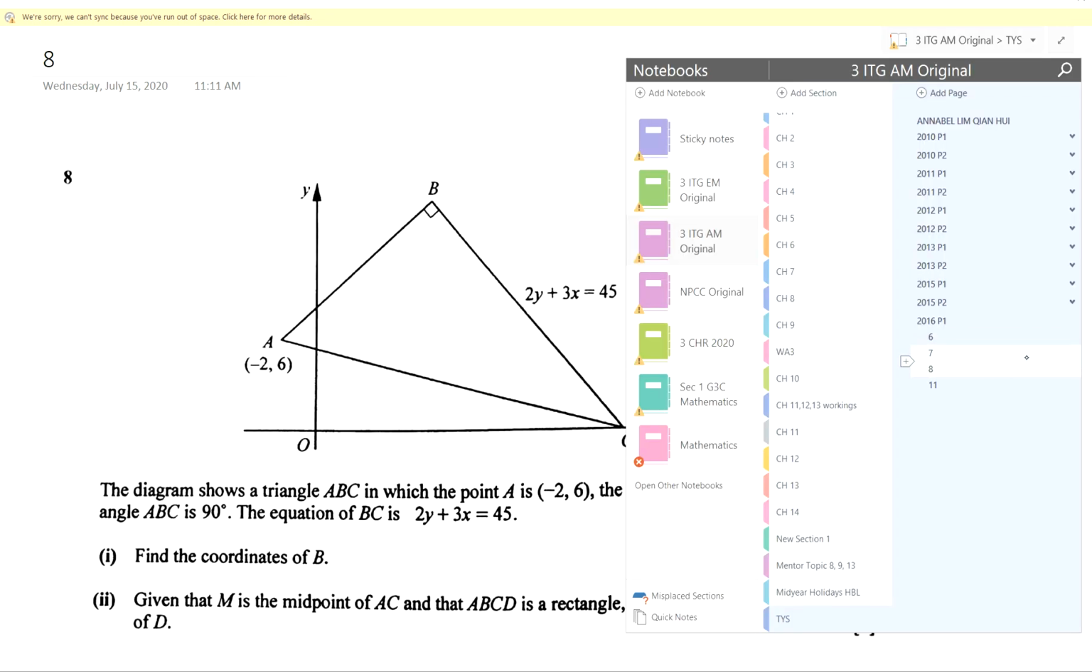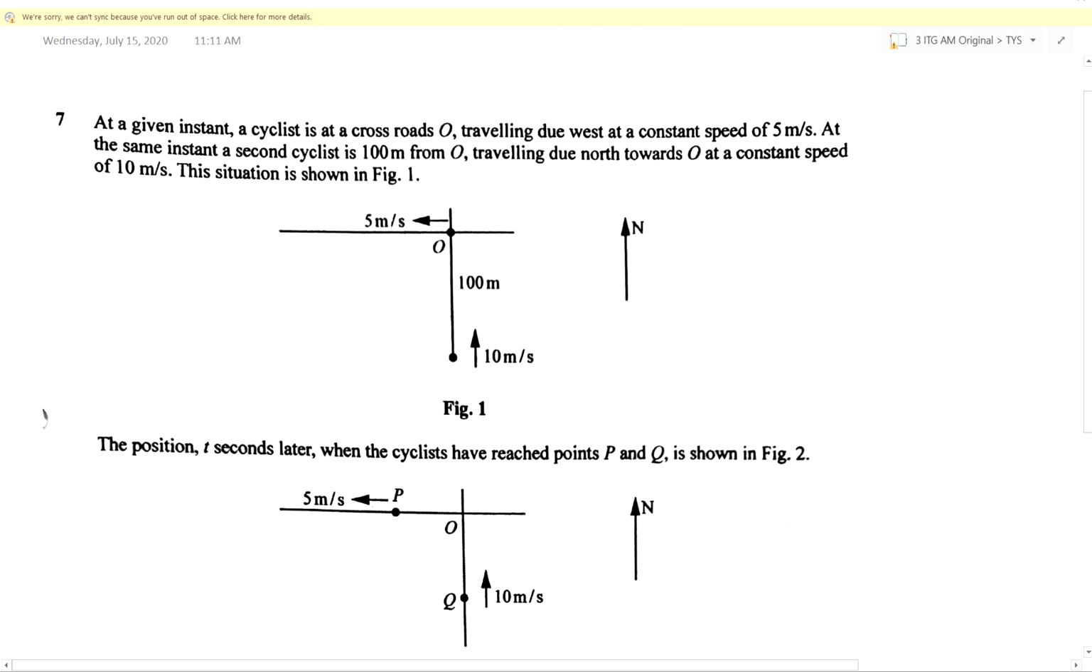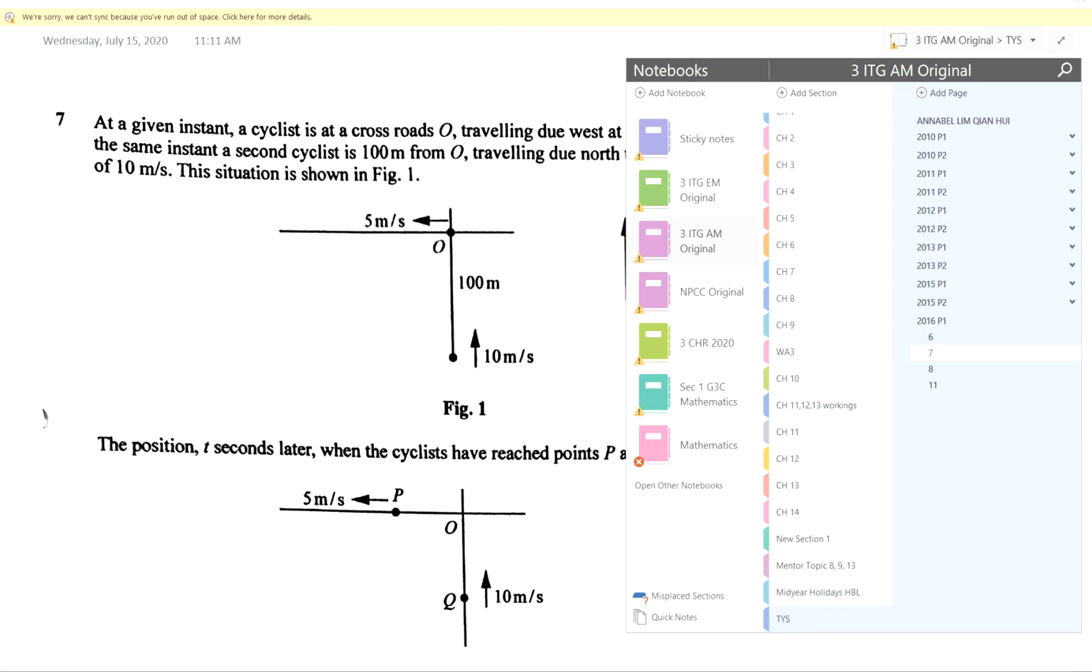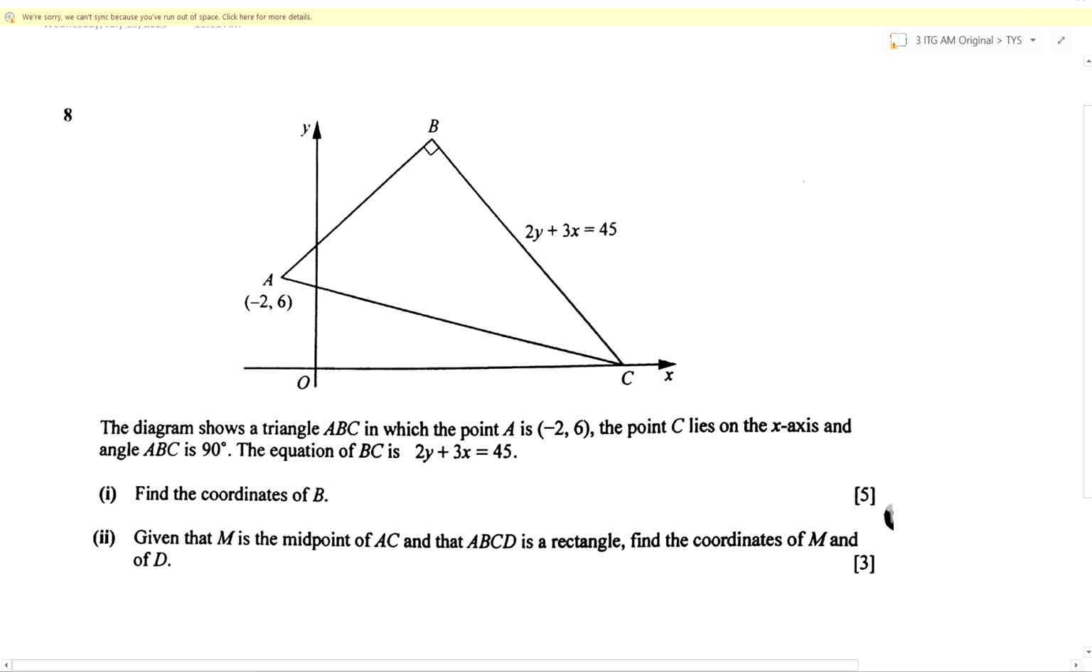The next question I'm going through is question 7. Okay, no. Since I only have 5 minutes left, I'll go through question 8 first. So we have a triangle with the following information. Now find the coordinates of B. Remember, we are doing A maths over here. When they tell us there is a perpendicular line or perpendicular lines on 90 degrees in coordinate geometry, most likely it is going to involve product of gradients to give us -1.